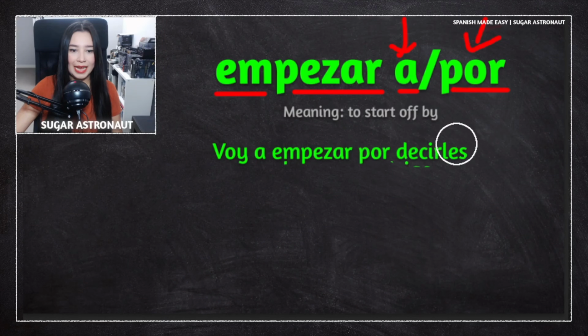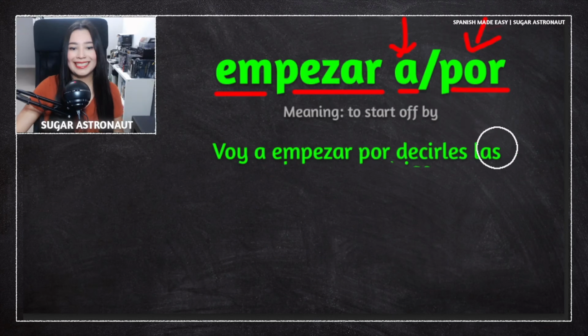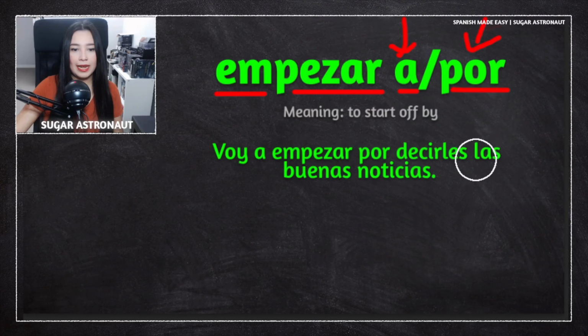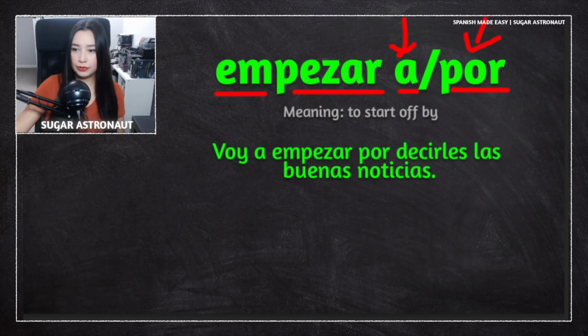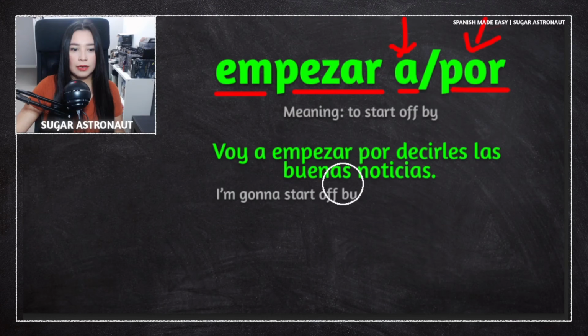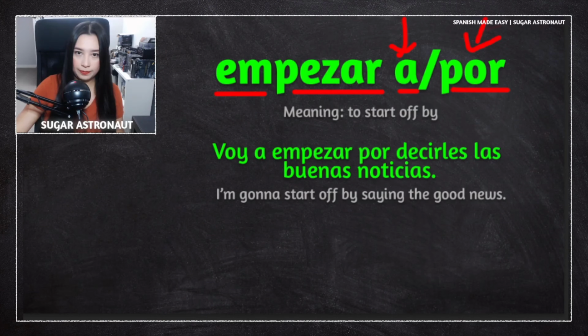Voy a empezar por decirles las buenas noticias. Voy a empezar por decirles las buenas noticias. So, por, we're using por here, okay? You can also say voy a empezar a decirles las buenas noticias. So either one works fine. You can use a or por, okay? So the meaning of this is I'm going to start off by saying the good news. The good news. So let's break this down.